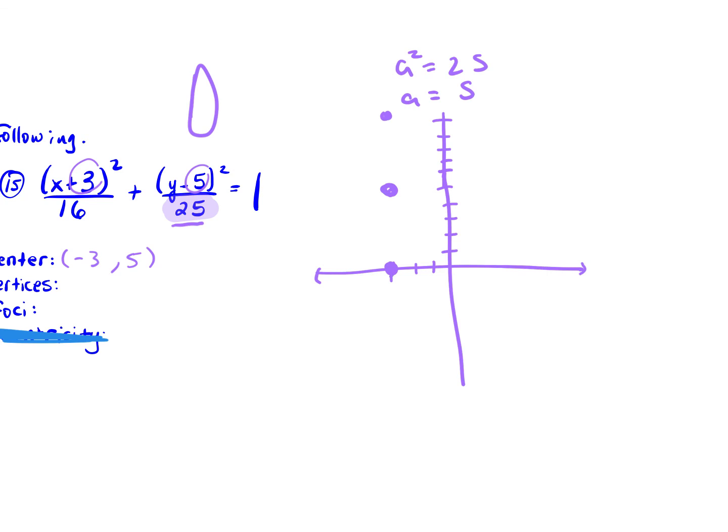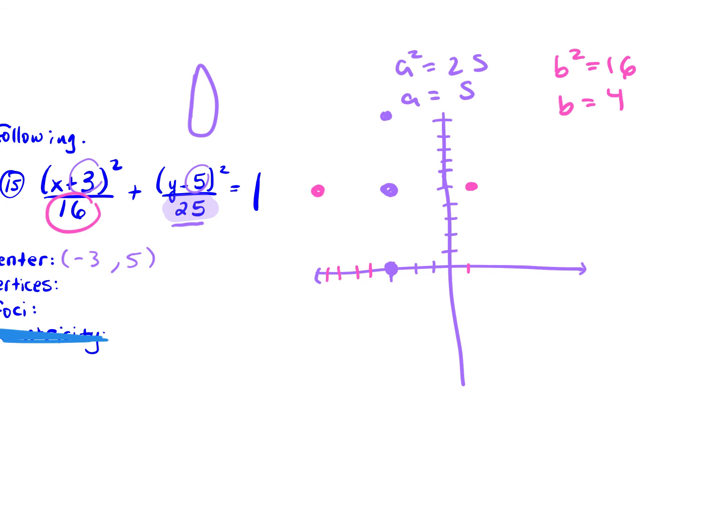We do the same thing with our B. So B squared is 16. What's B? 4. So we go to the left and right 4: 1, 2, 3, 4. Now we just need to name the coordinates of each point.